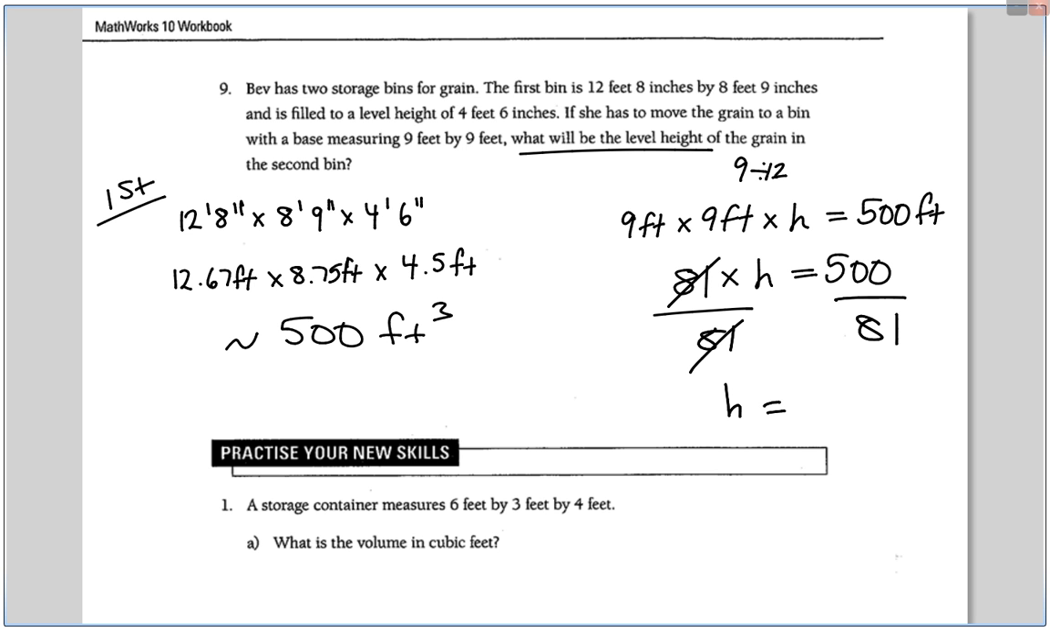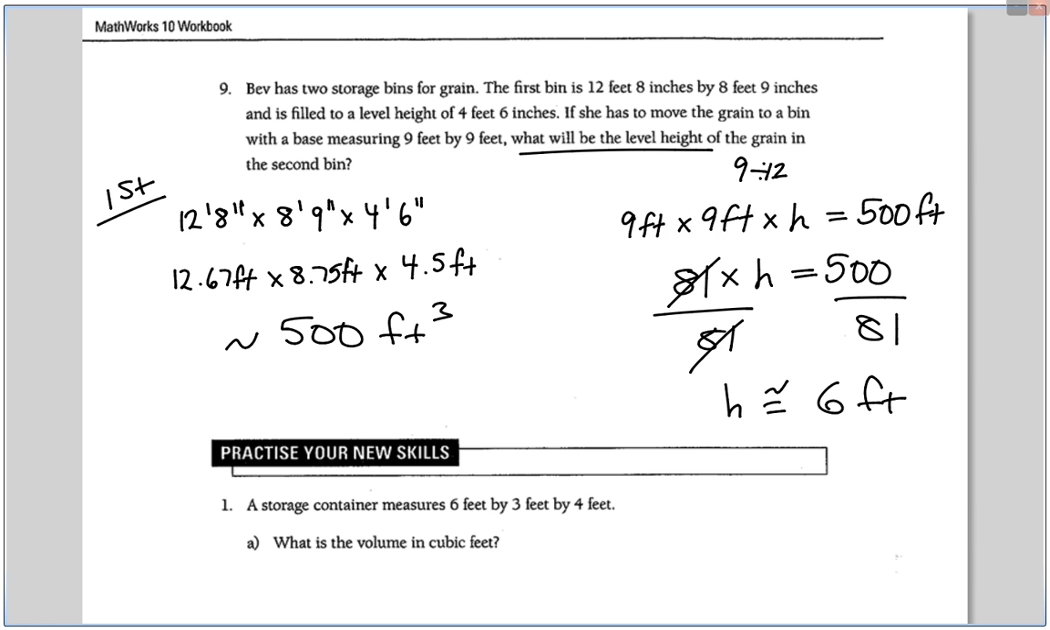And 500 divided by 81 is 6 point something. So I'll just say it's approximately 6.17, so I'll just approximate that to 6 feet. Okay, and you can look at this question and understand what happened. See, this volume only goes up this high, but then it goes up this high on the second bin. That's because this base is smaller than this base.